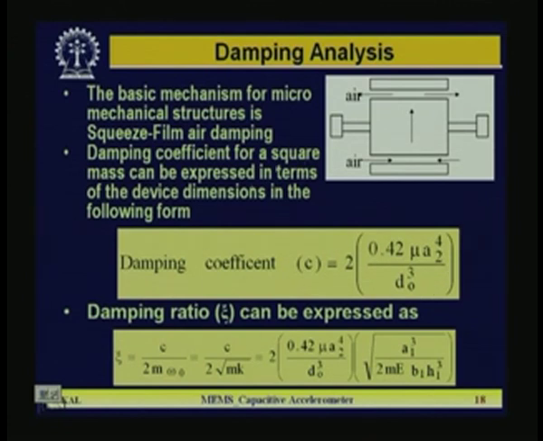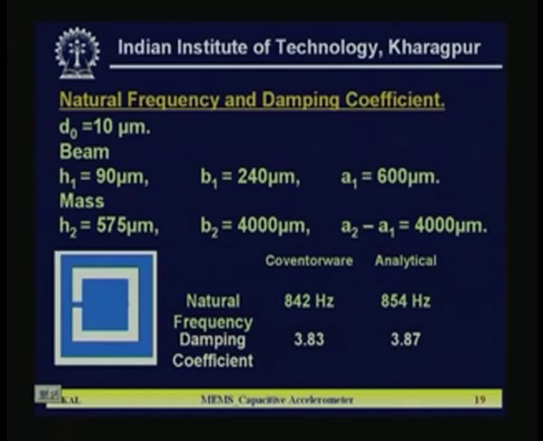Okay. Now, this is the damping expression. The damping ratio xi should be in the range of 0.7 to 1, and within that, 0.8 or 0.85 is the desired value. So, with this expression you can calculate the damping coefficient as well as the damping ratio of the complete structure. Now, with certain values we have calculated using these analytical relations, and also we have calculated using Coventor software. Both are done, and we have seen how close they are.